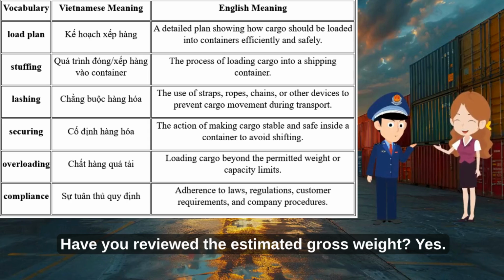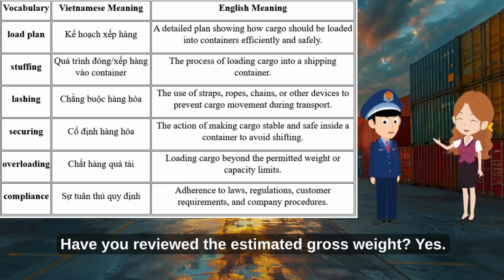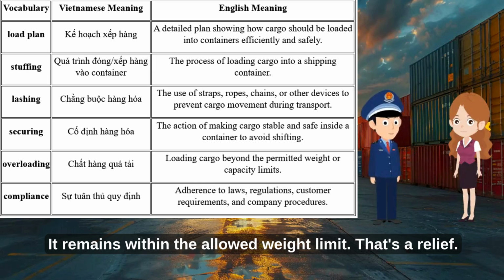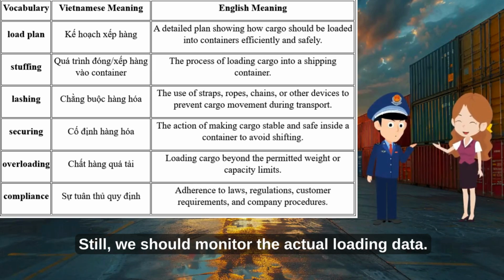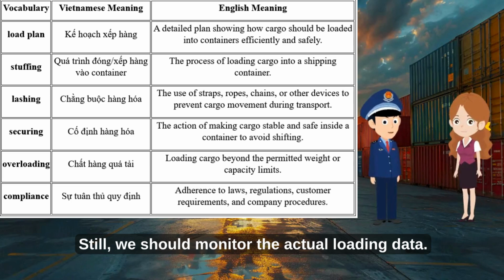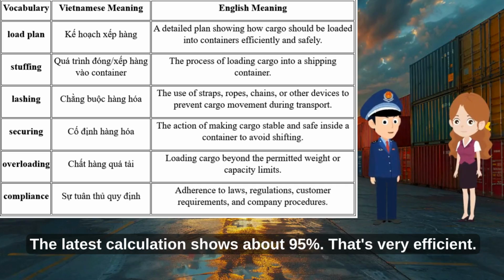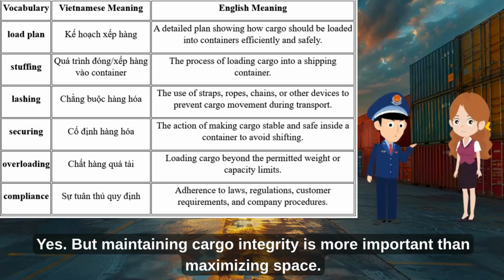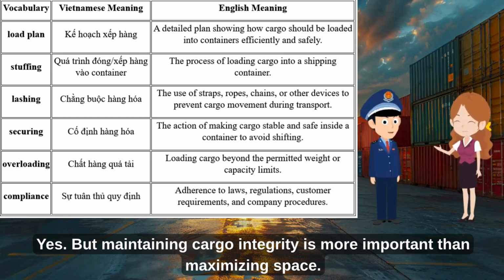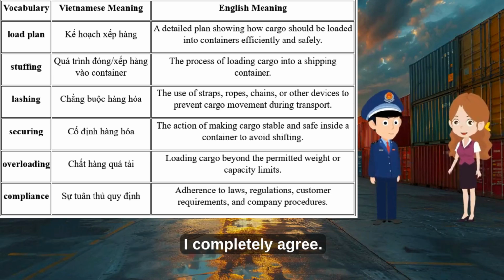Have you reviewed the estimated gross weight? Yes, it remains within the allowed weight limit. That's a relief. Still, we should monitor the actual loading data. Do you think the capacity utilization is acceptable? The latest calculation shows about 95%. That's very efficient. Yes, but maintaining cargo integrity is more important than maximizing space.